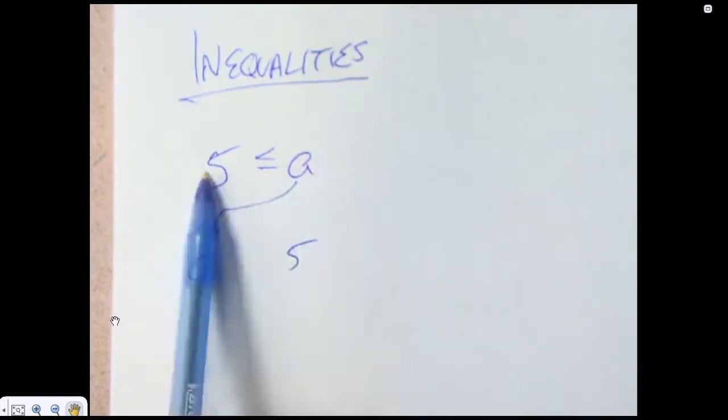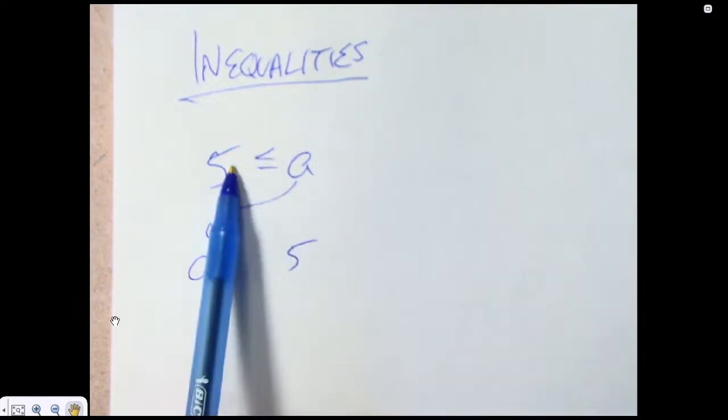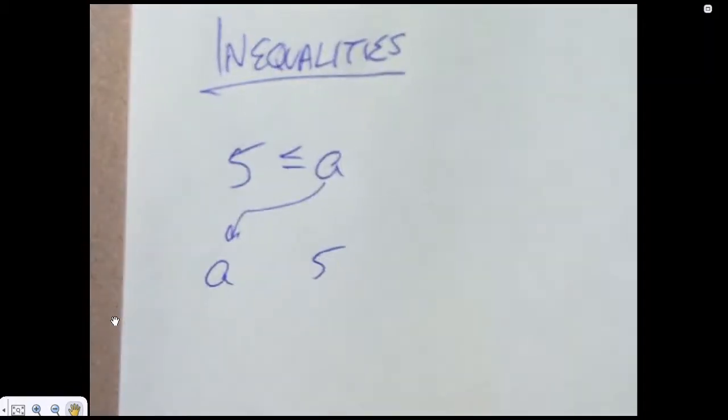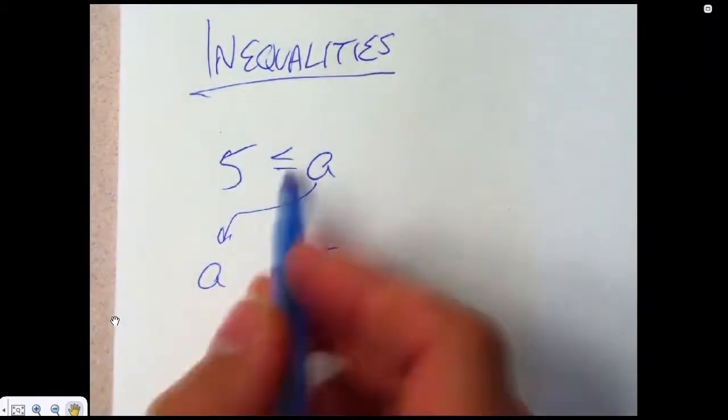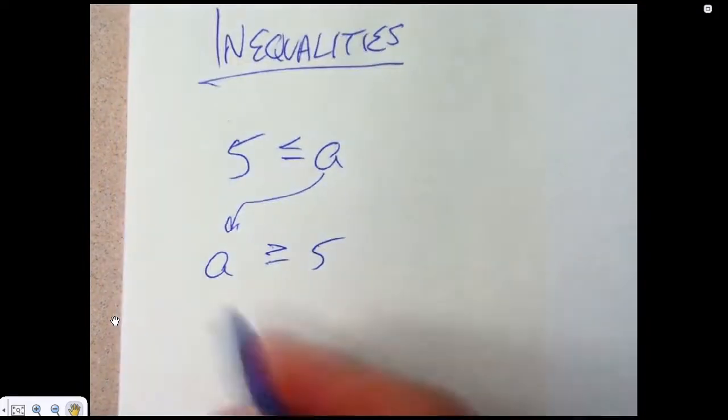But if you switched where the A and the 5 are, keep in mind you got to switch this guy too, because this guy was pointing at the 5 before and trying to eat the A. I know that's like second grade language, but it works. So you still need to be pointing at the 5 and eating the A. Now A is greater than or equal to 5.